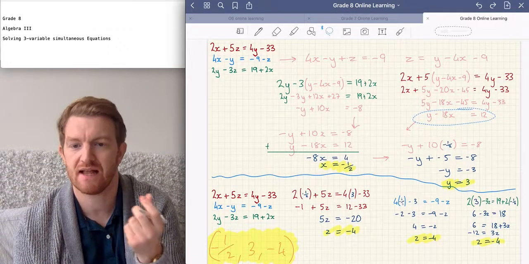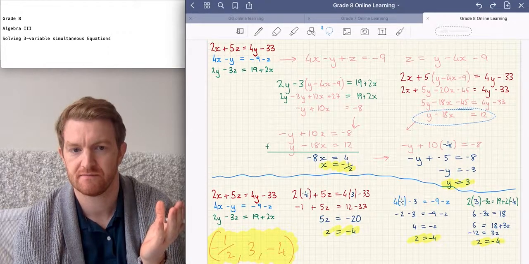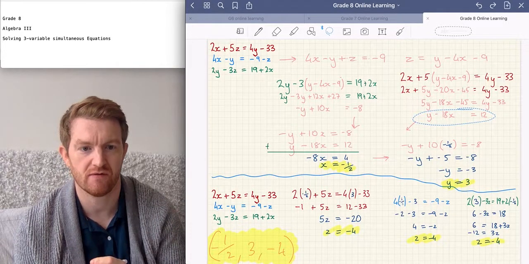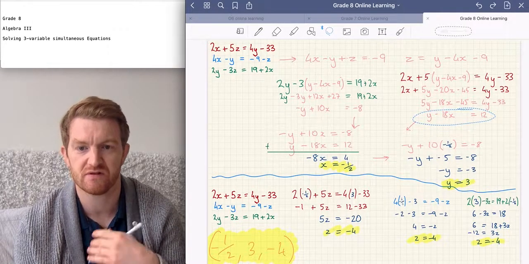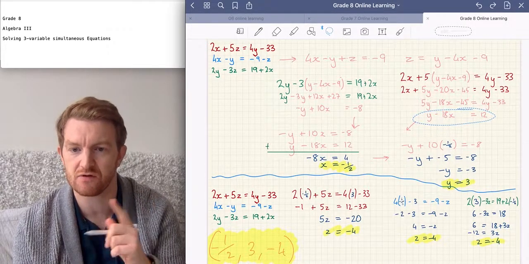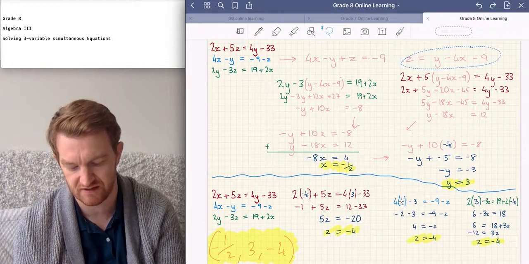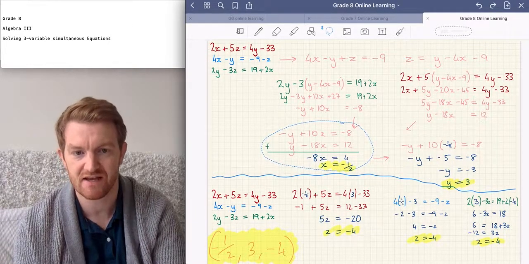So if I still had z somewhere, I haven't eliminated it. But now we've got to this point, I went, oh, excellent, I can do some positive y and negative y, so I'm going to use elimination. So again, we can see how we use both methods. We use substitution first, now we're going to use some elimination.